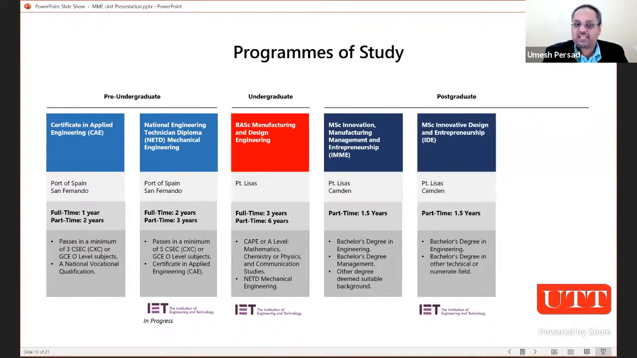Secondly, we have the MSc Innovative Design and Entrepreneurship, the IDE as it's called, at Point Lisas and Camden. And it's a part-time program, 1.5 years. The entry requirements would be a numerate degree, meaning a degree in engineering or technical field, maybe physics or architecture, for example. And this program is accredited by the IET as well. And it's also been doing very well, with a very specific focus on engineers, those with a technical background who would like to do product or technical product development coupled with entrepreneurship.